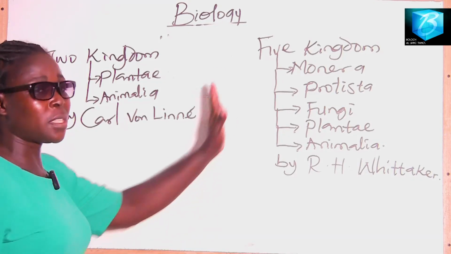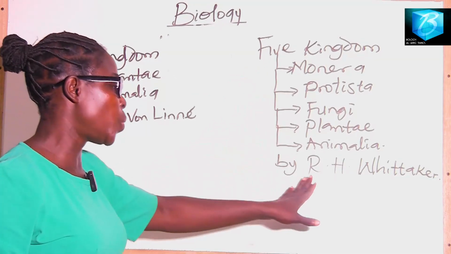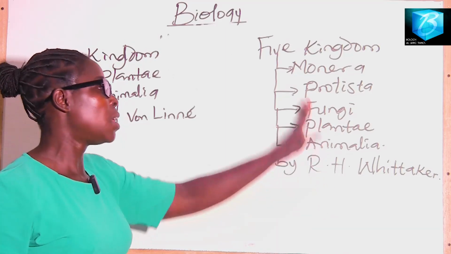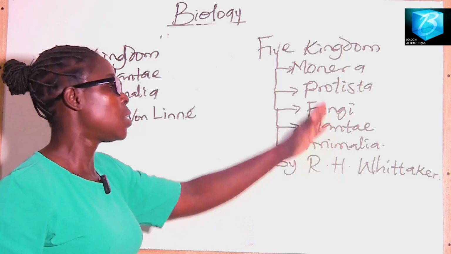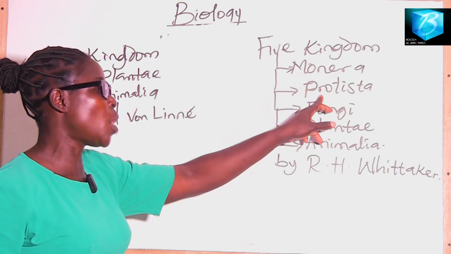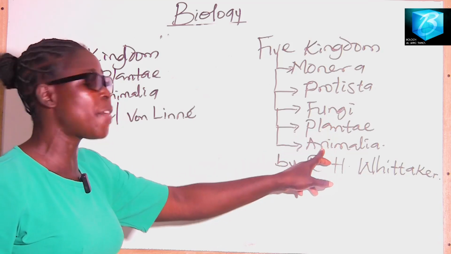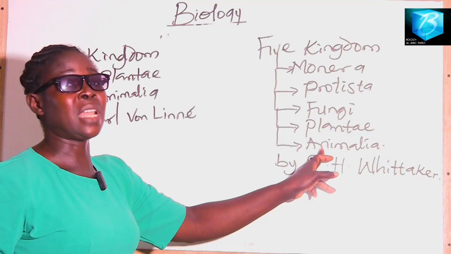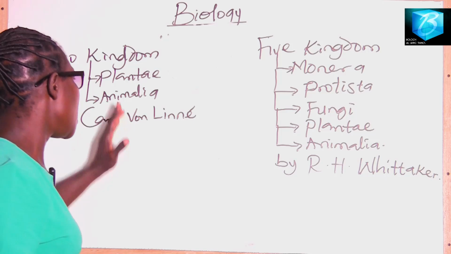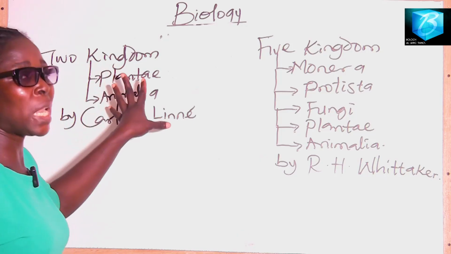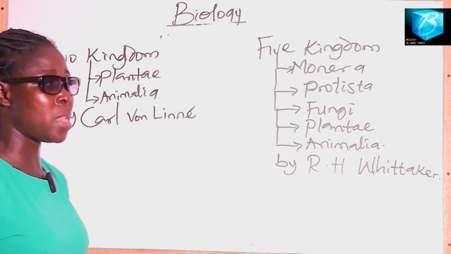This is the 5 kingdom classification that we have presently, and it was proposed by R.H. Whittaker. And these 5 kingdoms are from the smallest to the most advanced. We have kingdom Monera, kingdom Protista, kingdom Fungi, Plantae, and finally kingdom Animalia. This is an advancement over what Linnaeus did, which was a 2 kingdom classification as Plantae and Animalia.